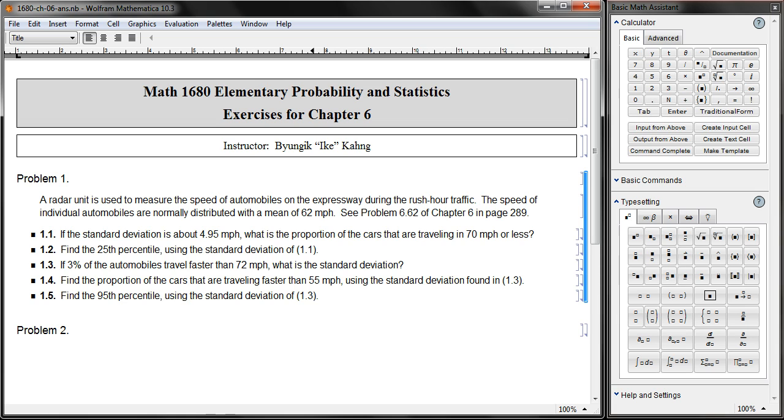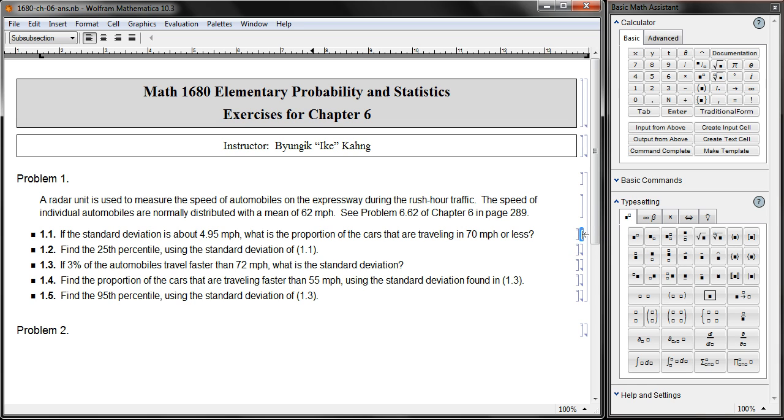Let's go. A radar unit is used to measure the speed of automobiles on the expressway during the rush hour traffic. The speed of individual automobiles are normally distributed with a mean of 62 miles per hour. Okay, here's the first problem. If the standard deviation is about 4.95 miles per hour, what is the proportion of the cars that are traveling in 70 miles per hour or less?